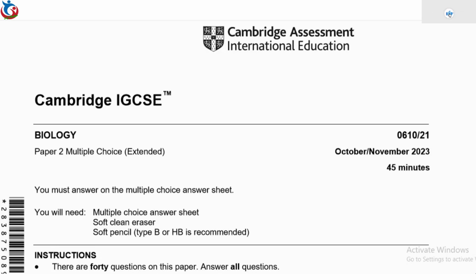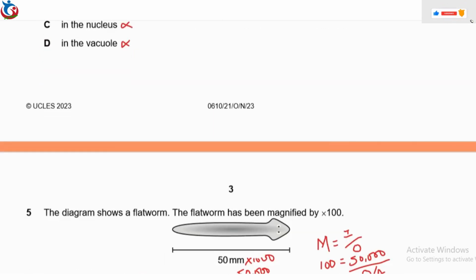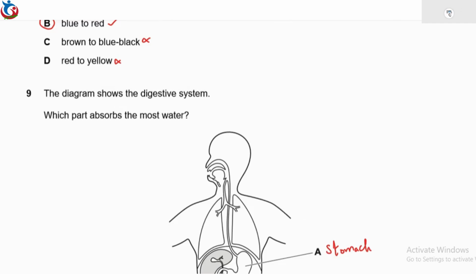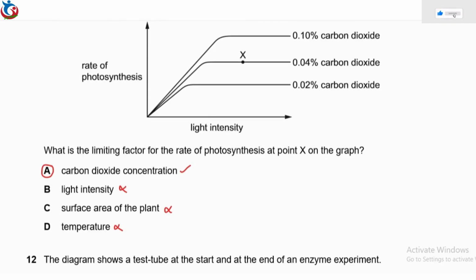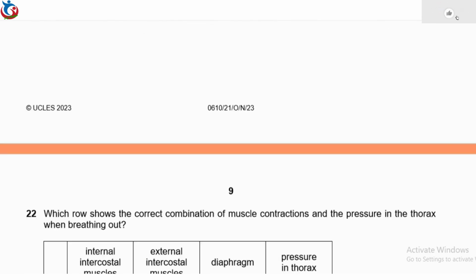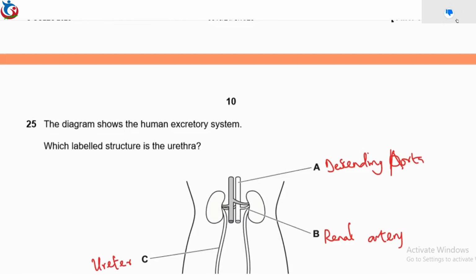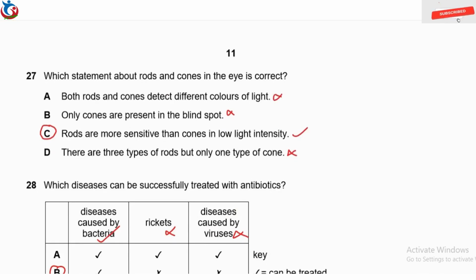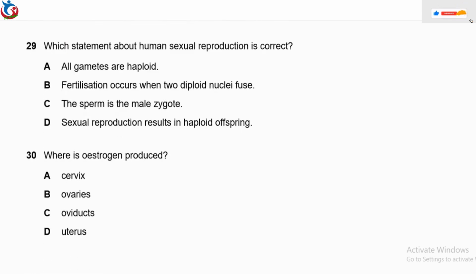Continuation of paper 2 multiple choice questions for extended candidates as regards Cambridge IGCSE Biology. In the previous videos, we were able to cover from question 1 to 14 in episode 1, then question 15 all through to question 28 in episode 2. So in this episode 3, we'll be covering from question 29 all through the end of this paper. Because of that, we'll move straight to question 29.